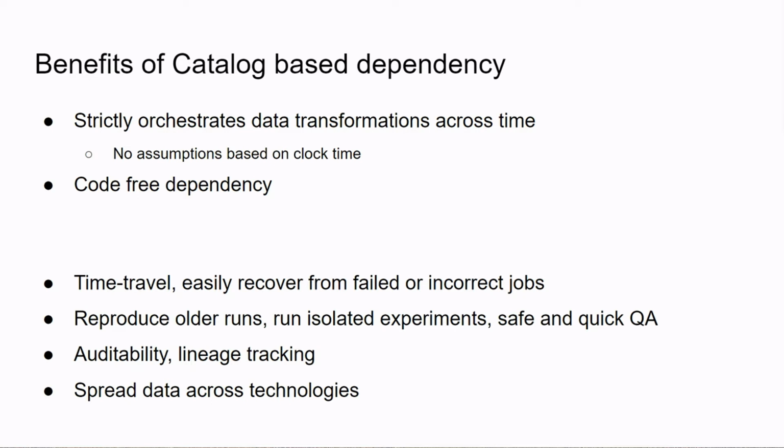The catalog also permits perfectly isolated experiments and safe QA. I will also show how all data is lineage trackable and all job runs are auditable using original data. The catalog also makes it possible to spread out your pipeline or data warehouse across technologies while orchestrating and keeping track of data as it flows across the systems.